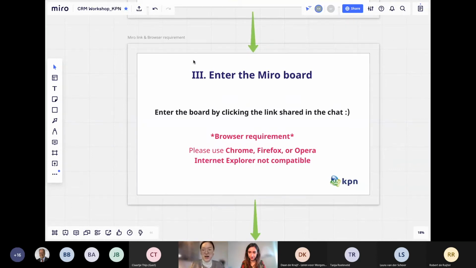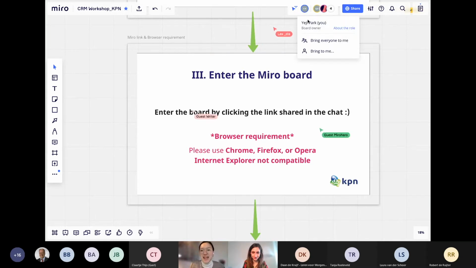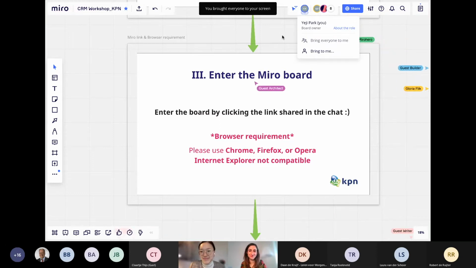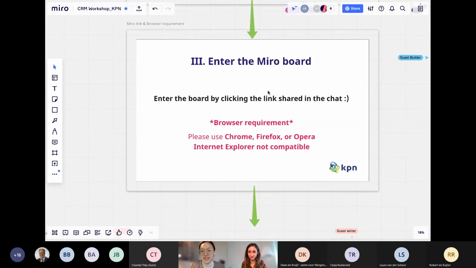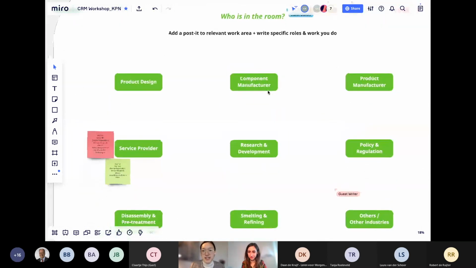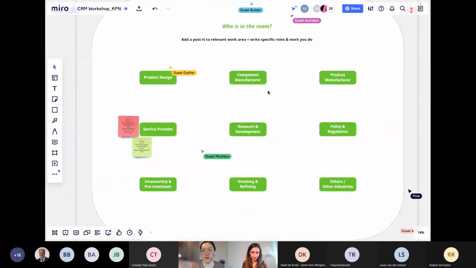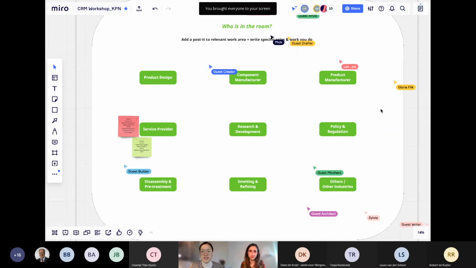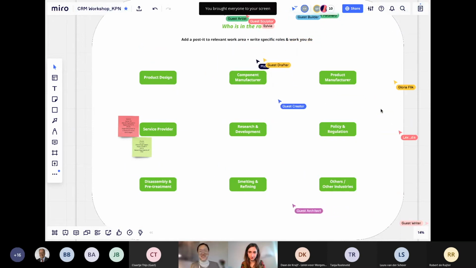Gloria will share the link in the chat, but please make sure not to use Internet Explorer, please use Chrome, Firefox, or Opera, because Internet Explorer does not really work well with this platform. Thank you. I see people entering in. I hope you can see my cursor and where we are. I'm going to give a few more seconds so everyone can join. Wow, I see many people.